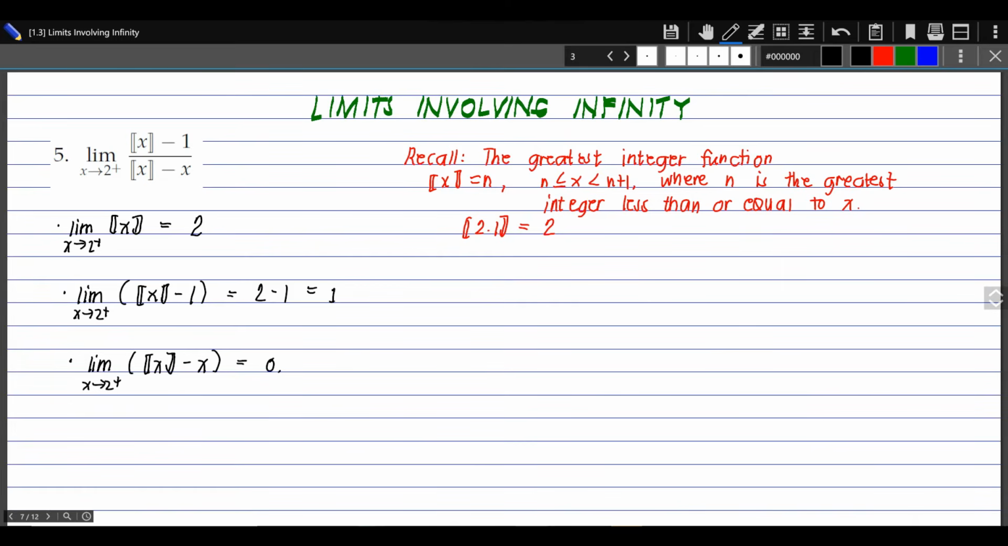But since this is the denominator, we need to determine its behavior as it goes to 0. So take note that the greatest integer function of x minus x goes to 0 through negative values, as x goes to 2 from the right. So we have a constant over a denominator going to 0 through negative values. Therefore, the limit is equal to negative infinity.